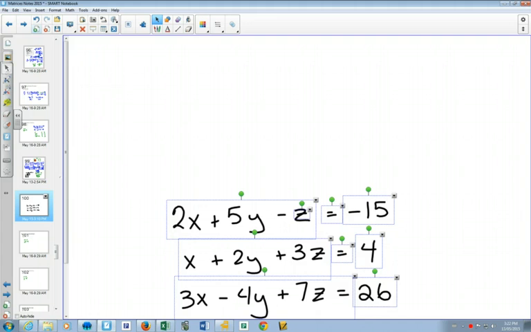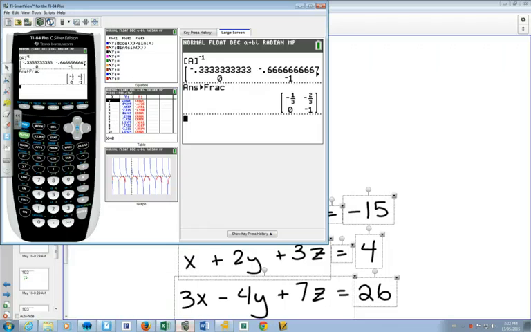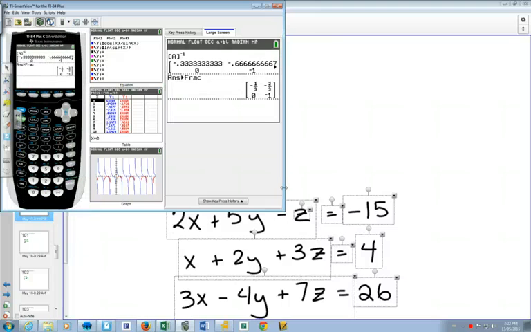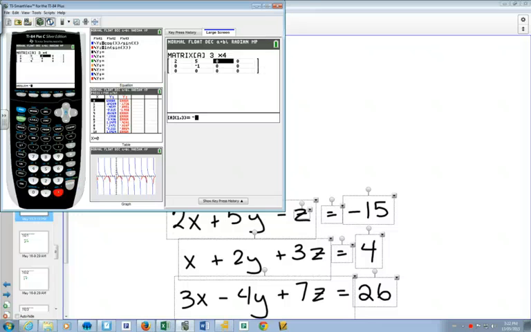So one of the ways, if you're looking for your mistake, that you made a mistake and you're trying to find it, what you can do is use matrix, augmented matrix, into your calculator. I'll just make it a little smaller. So, second matrix, edit, 3 by 4, and we've got 2, 5, negative 1, negative 15.